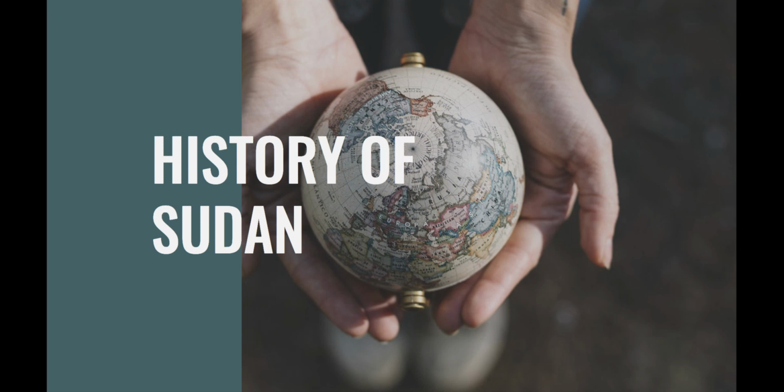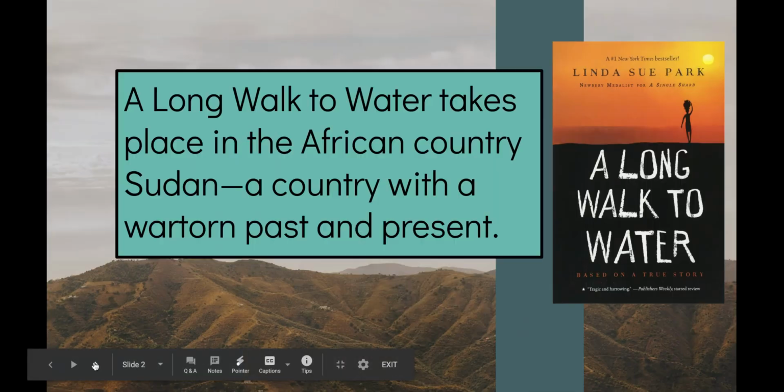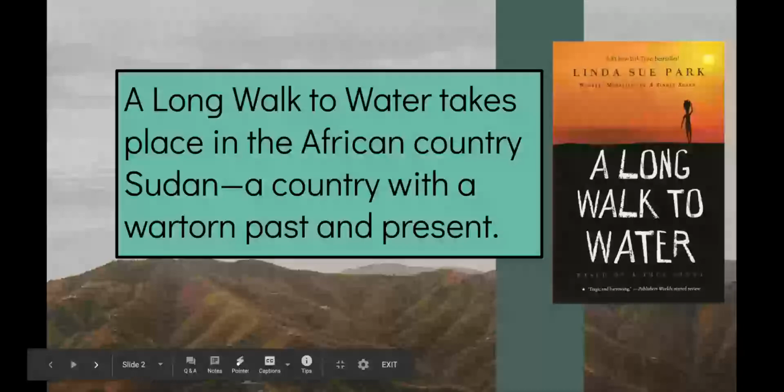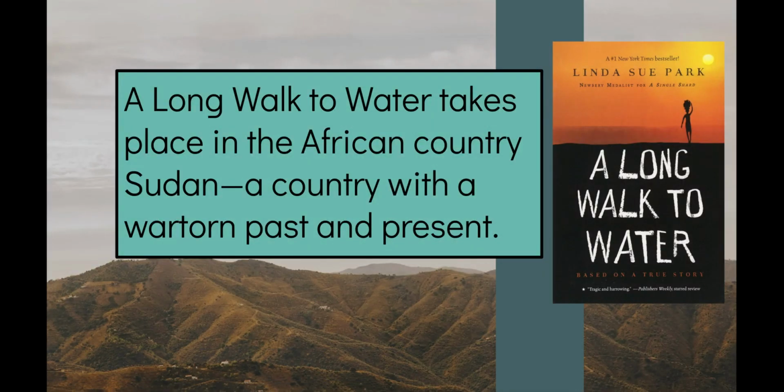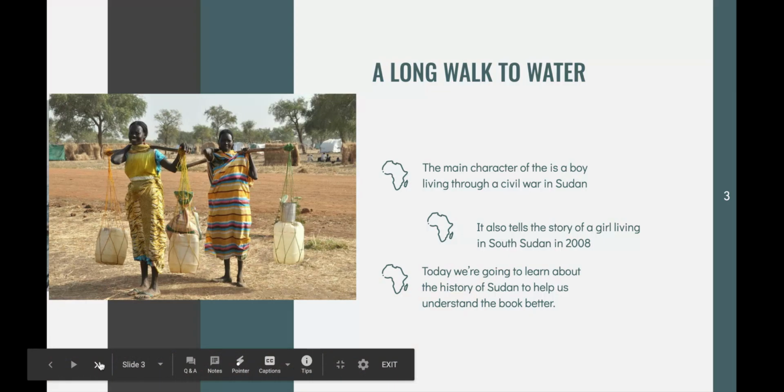Okay, so today we're going to be talking about the country Sudan. It is a country in Africa where our book A Long Walk to Water takes place. The Sudan is actually a war-torn country. They have been at war for almost the last 60 years, and it's a few different wars, but they just have very short breaks in between. The UN has actually ranked them as one of the least peaceful nations in the world because of this.